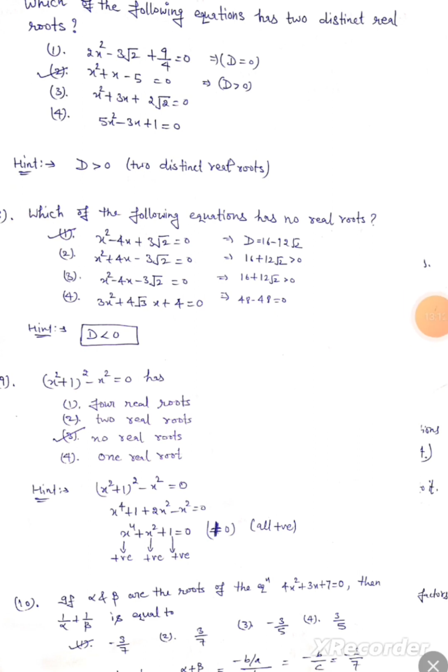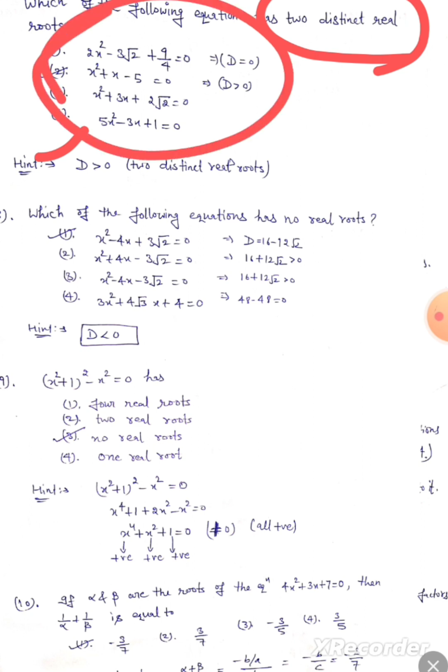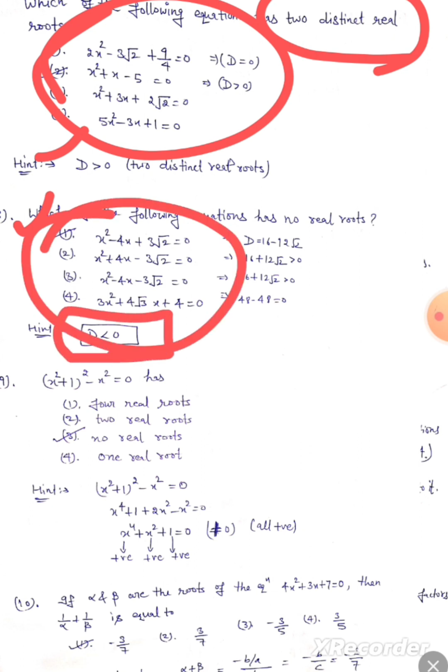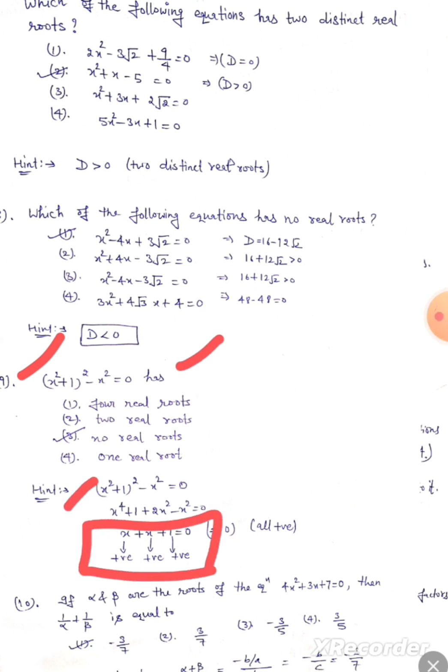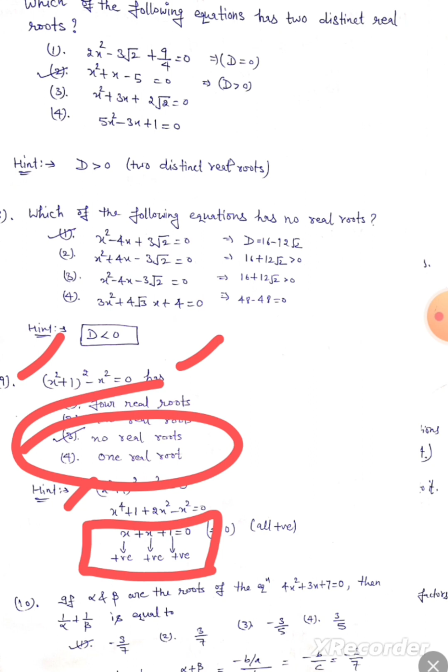Next question: which of the following equations has two distinct real roots? Distinct real roots means discriminant greater than 0. You can find from each option which polynomial has the discriminant greater than 0, which is your right answer. Next is which of the following equations has no real roots. No real roots means discriminant is less than 0. You can check all these options, and the one giving discriminant less than 0 is your right answer. If you have this equation and all terms are positive, then you have no real roots from the nature of roots.